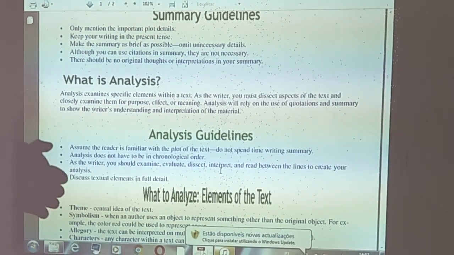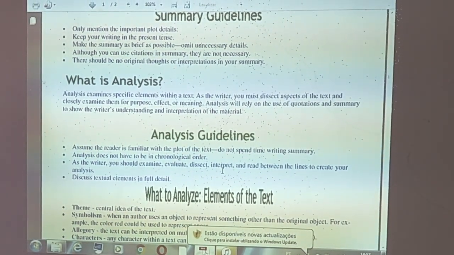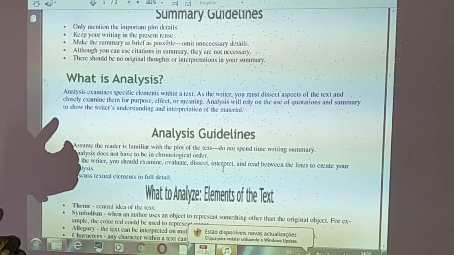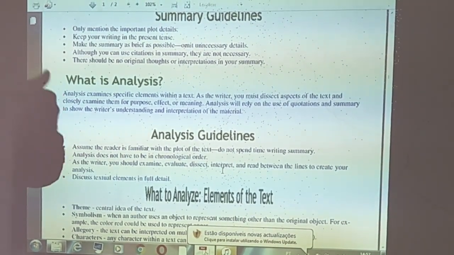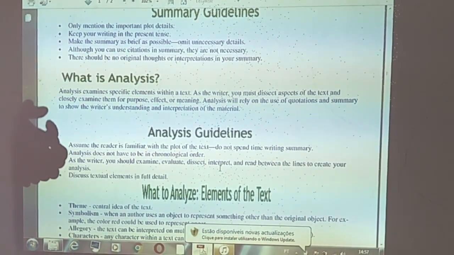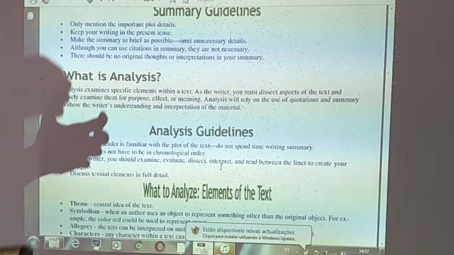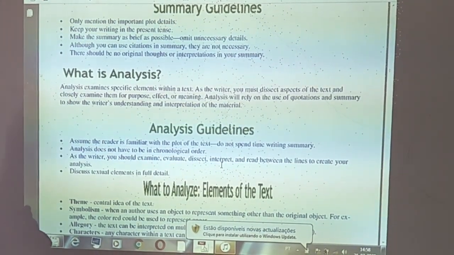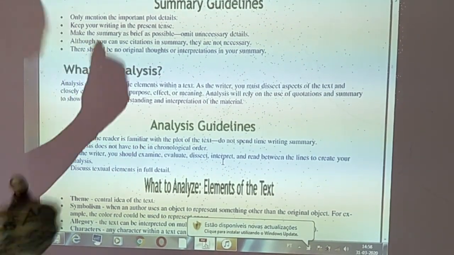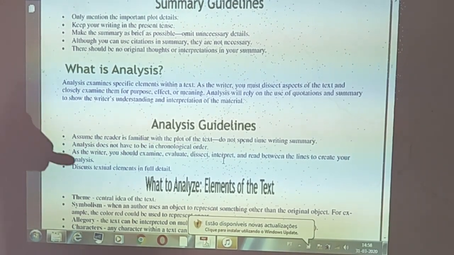So analysis will rely on the use of quotations and summary to show the writer's understanding and interpretation of the material. So as you examine the purpose, the effect, and the meaning of what you are reading, you have to use quotations. I mean, you have to do what we call direct citation and paraphrasing summary, okay, to support your interpretation of specific aspects of the text.